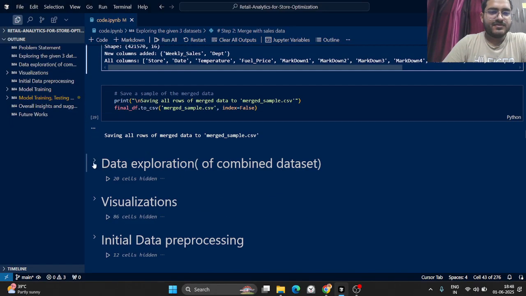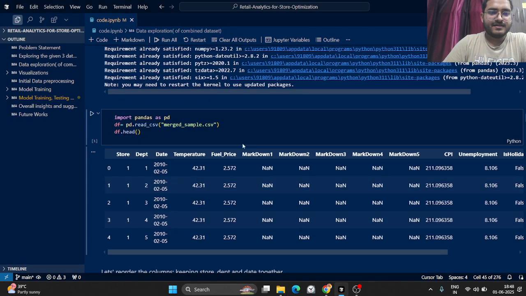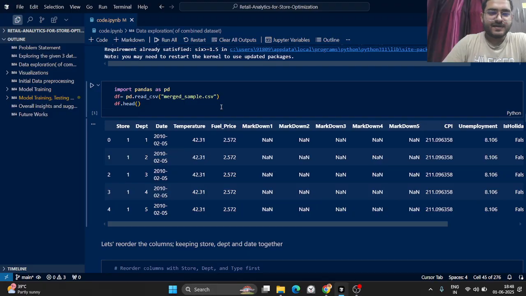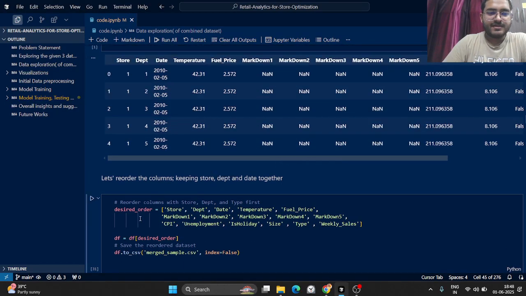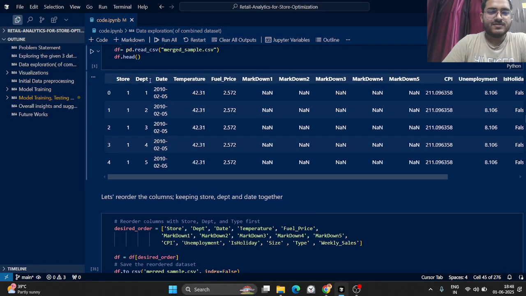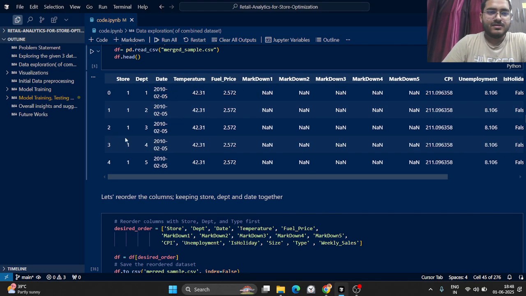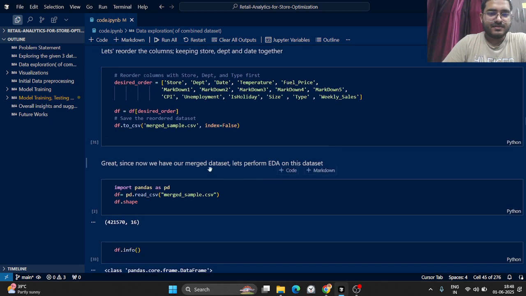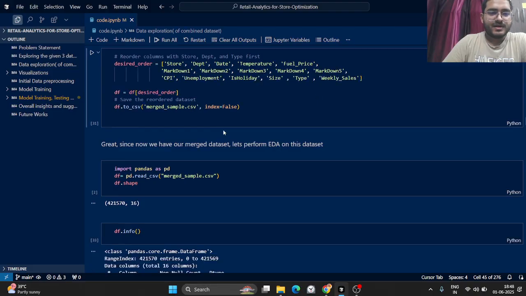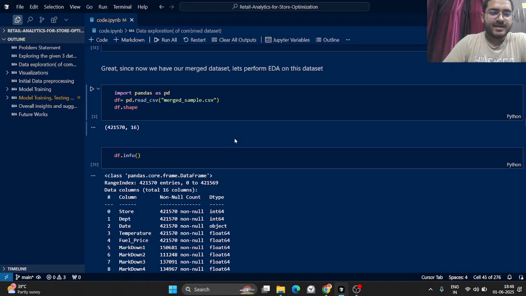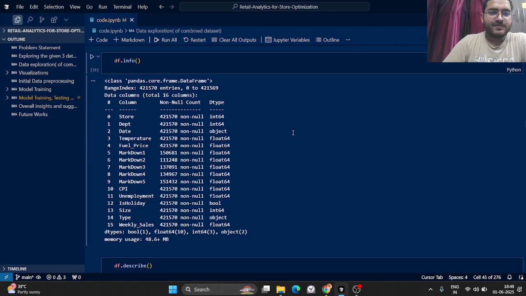Okay, from there we went to data exploration of the combined dataset. This was the first 5 rows. Basically, we reordered the columns. We have store, department, and date. I just wanted to keep the date together, so they came together. Okay, after that I saved them again.